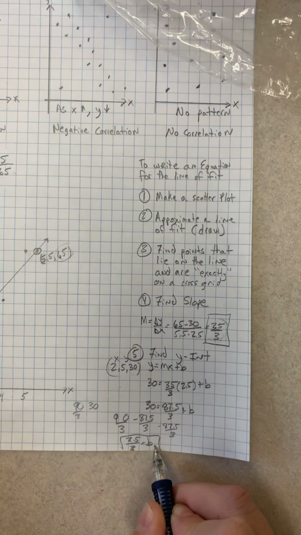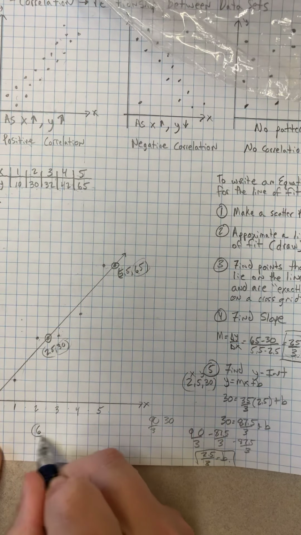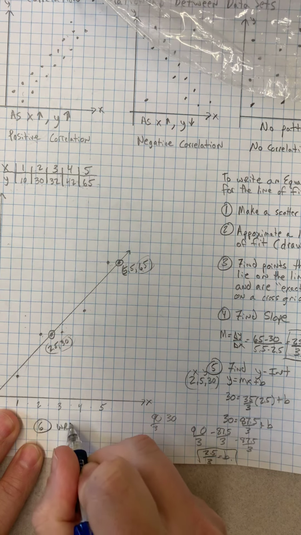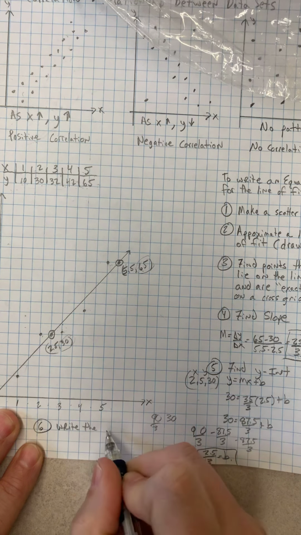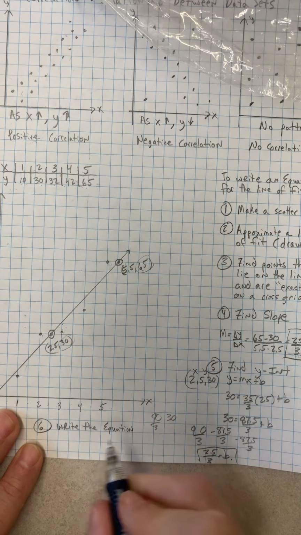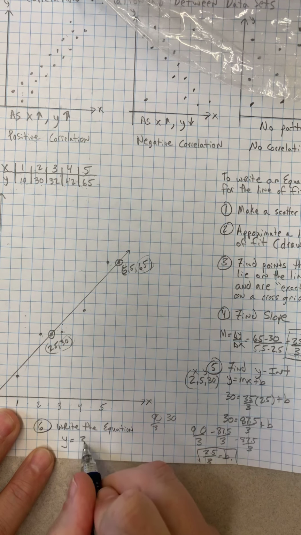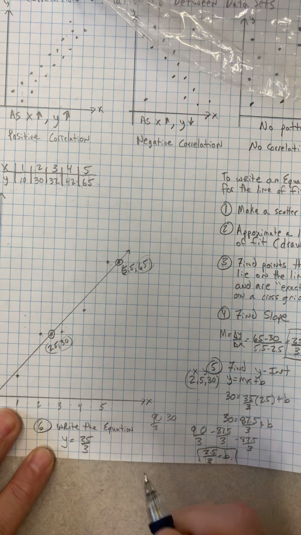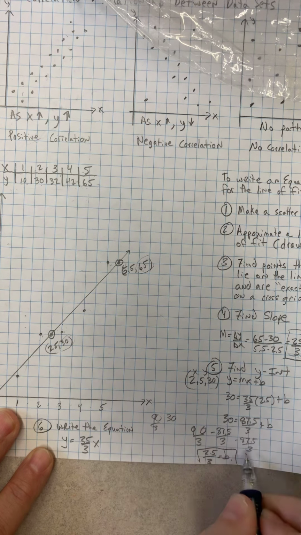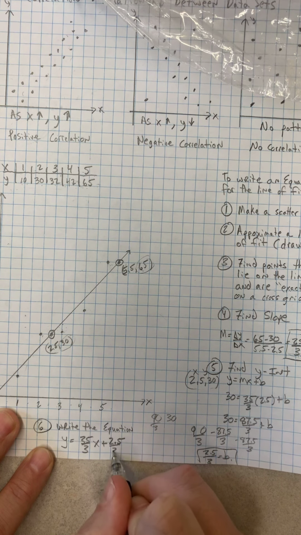That's the last thing that you are going to do. I'm going to write that over here. That is step 6. Final step. Write the equation. Y would equal, I take my slope, 35/3 times x plus my b, which is 2.5 over 3.